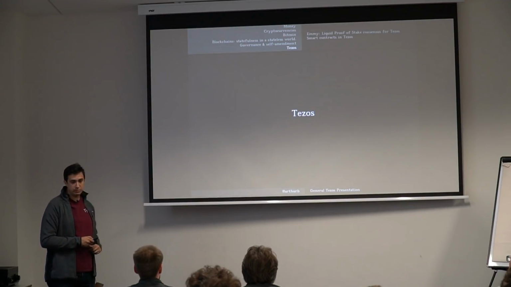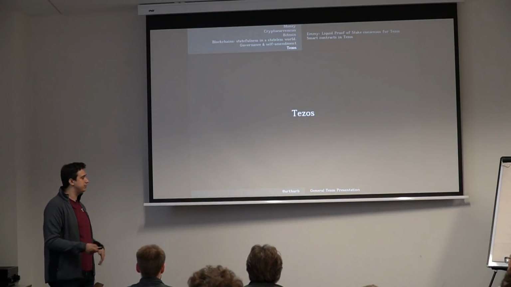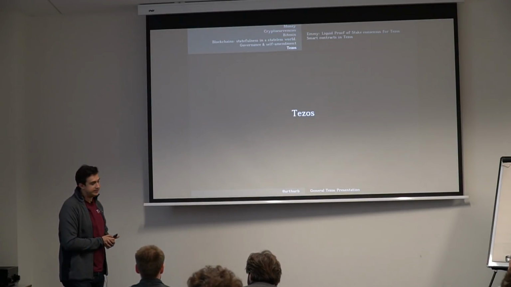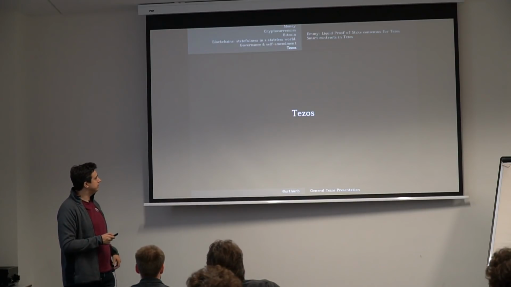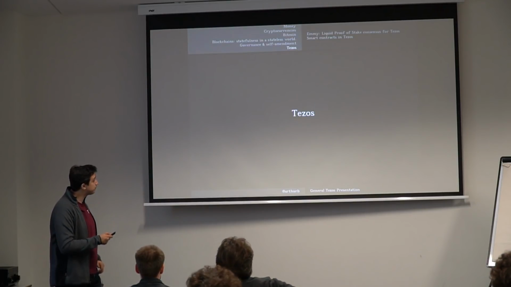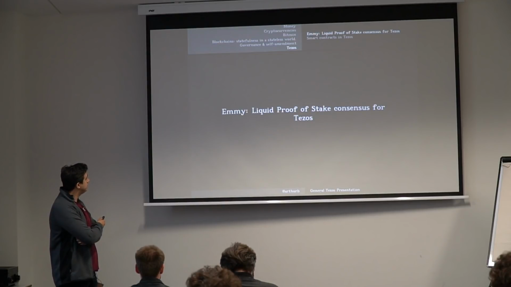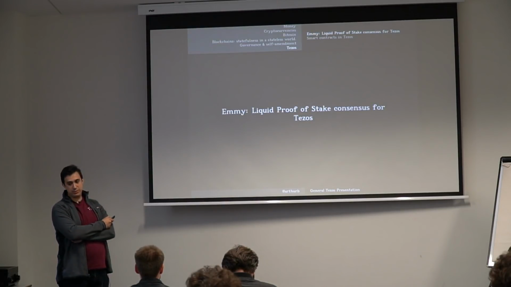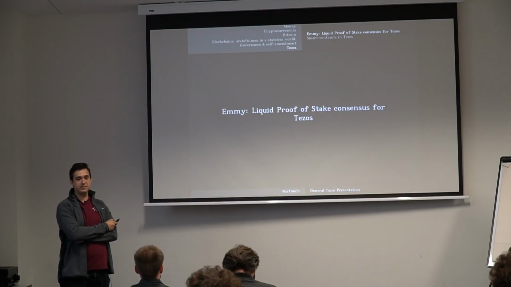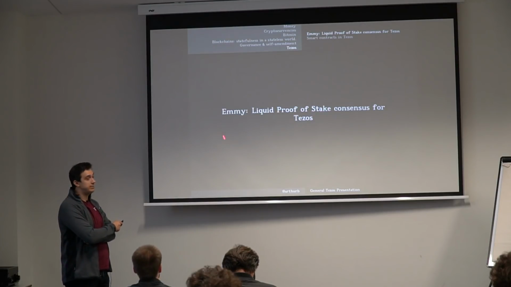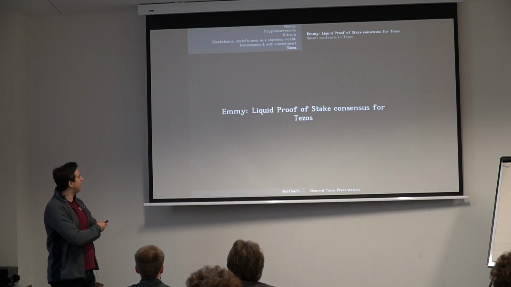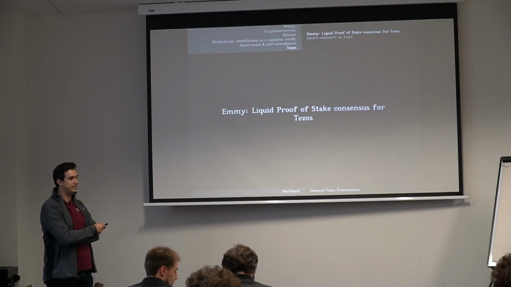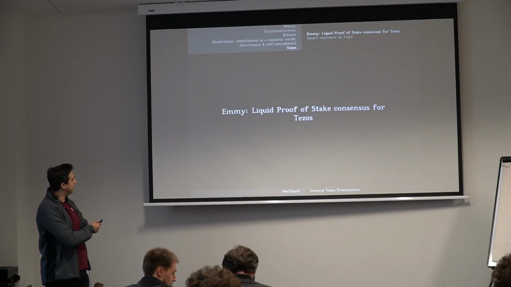All right, so that's just a very generic idea on blockchains and self-amendment. I'm going to speak a little more specifically about Tezos. I'm trying to give a name to the consensus algorithm because everyone has a name. So I've been toying with the name Emmy, which is in the same vein as the name Mikkelsen. Liquid proof of stake consensus for Tezos. That's a lot of fancy words.